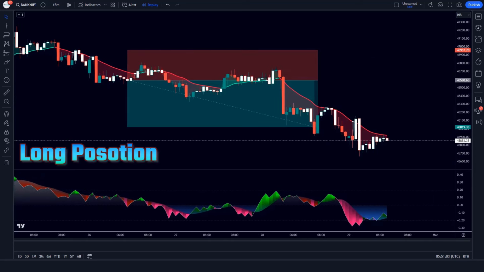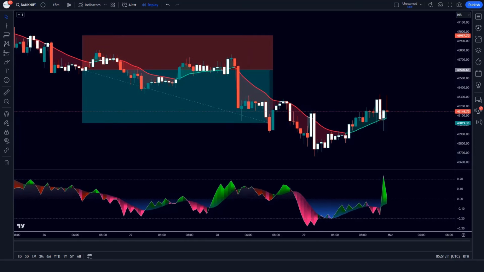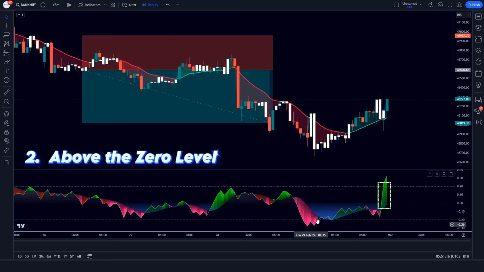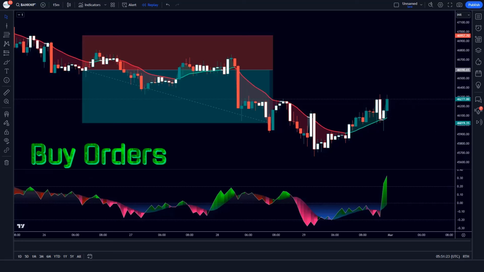Let us now understand the long position. First condition: when the volume buoyancy indicator gives oversold signals. Second condition: the buoyancy line of volume buoyancy indicator should be above the zero level. Third condition: the MA line of trender indicator should be uptrend. If this condition is fulfilled, then we will place buy order.